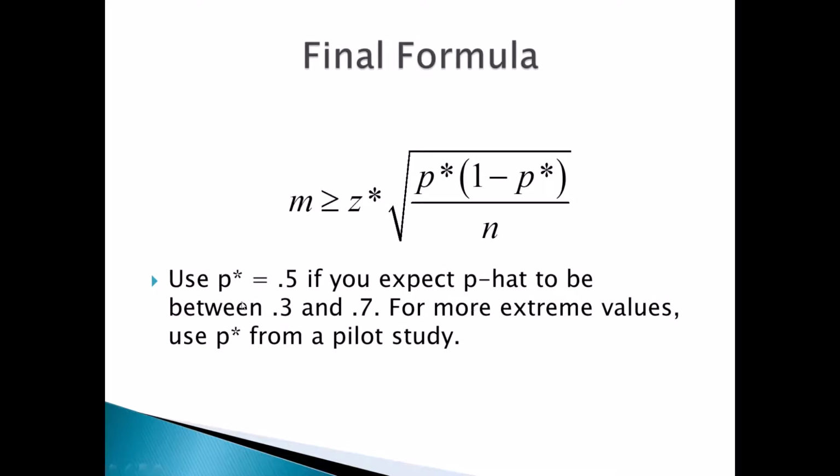All right, now this little bulleted point here: use 0.5 if you expect p hat to be between 0.3 and 0.7. For more extreme values, below 0.3 or above 0.7, use a p star from a pilot study. Now look, that particular bulleted point is fine, and it's going to be a good thing to know if you conduct your own research. We're not going to conduct any research, so for us, really, it's going to be 0.5 or something from prior knowledge or a pilot study.